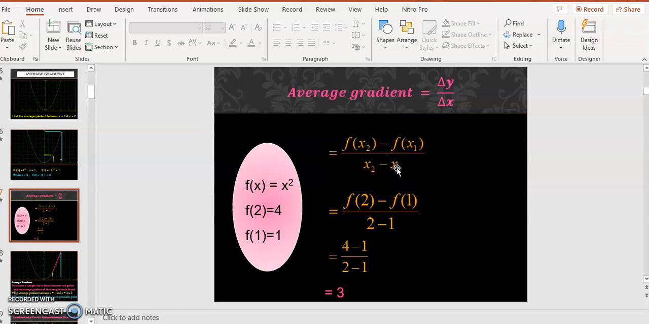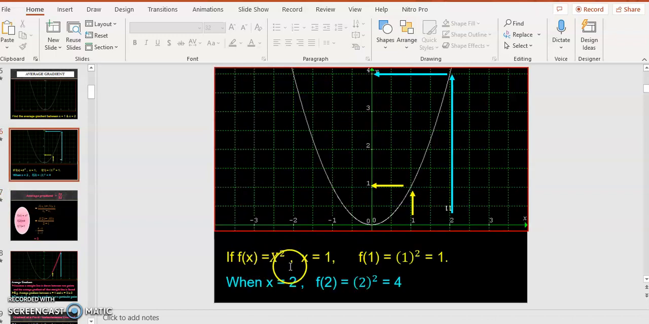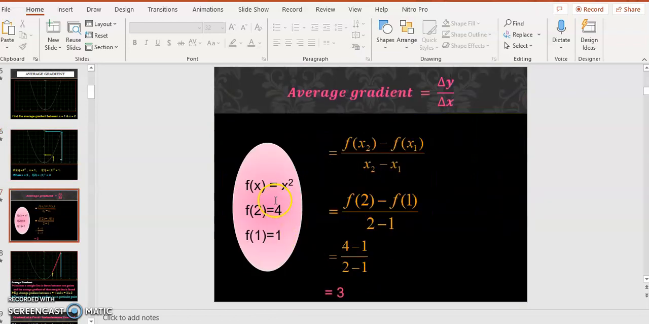Good. So here we have already calculated our f of x2 to be what? 4. And f of x1 to be what? 1. Remember, let's go back to the first slide. Remember, we calculated f of x1 to be 1 and f of x2 to be what? 4. Okay, let's move. So we have already calculated that. So what we are going to do, we are only going to substitute. So f of x2, you substitute 4. F of x2 is this one.